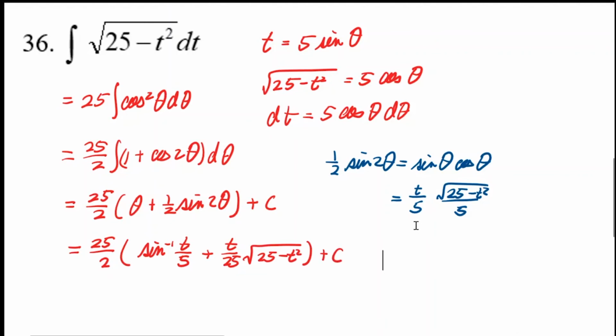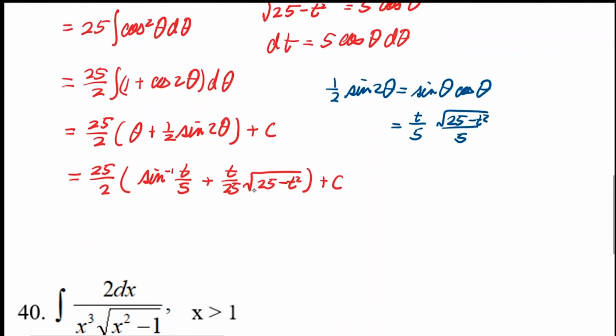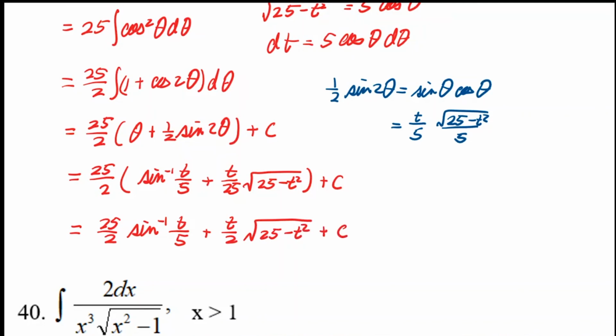How about that? Good? Should we distribute and make this thing look prettier? Yeah. I mean, you don't have to, you can stop right there, but 25 over 2, inverse sine t over 5, and this looks a lot prettier now, plus t over 2, and square root of 25 minus t squared plus c. Oh, infinitely better looking, eh? Okay, how about that? Questions? Okay, then we'll do number 40.